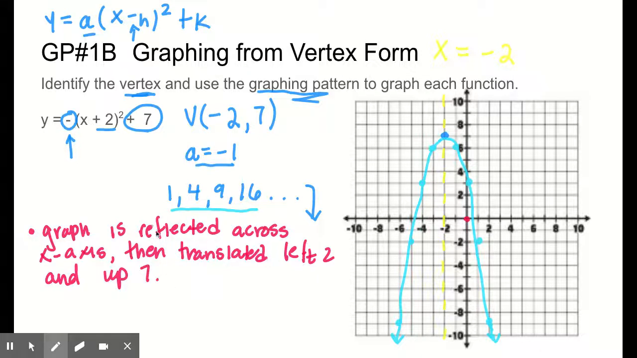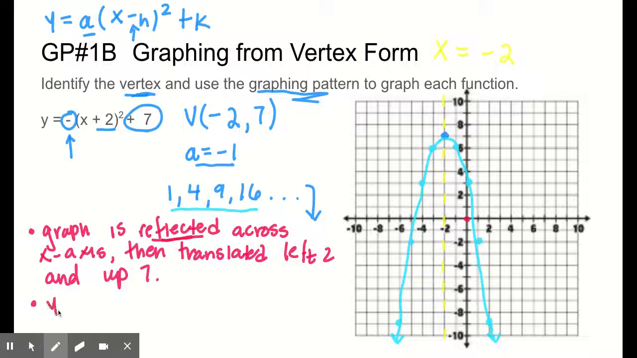Now you always want to make sure that you talk about the reflection first. That is the first thing that we want to mention when we are talking about a transformation. So always mention that reflection first. So the graph has been reflected across the x-axis, which means it flips upside down, and then we can shift the graph to the left 2 and up 7.